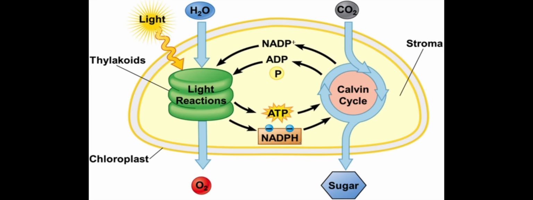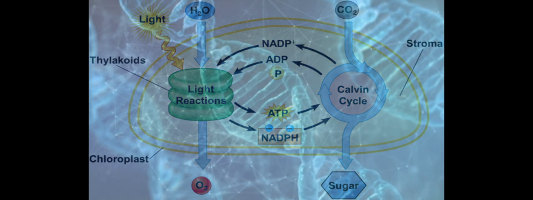And the ATP and NADPH are used in the Calvin cycle along with carbon dioxide to make ADP and NADP+, which go back into the light reactions to be converted back into ATP and NADPH. And sugar, or glucose, is created as a byproduct, which the plant uses for its energy and food.